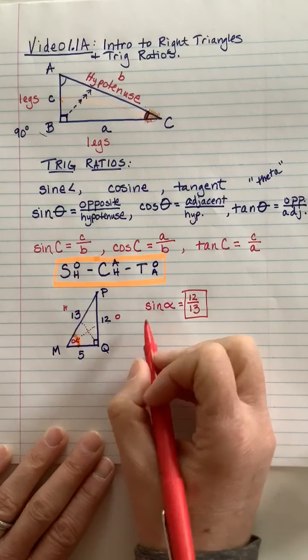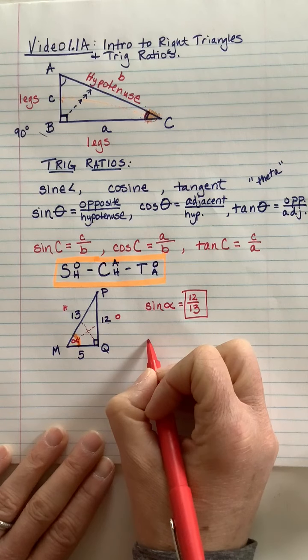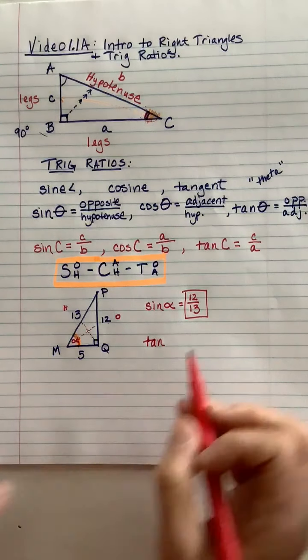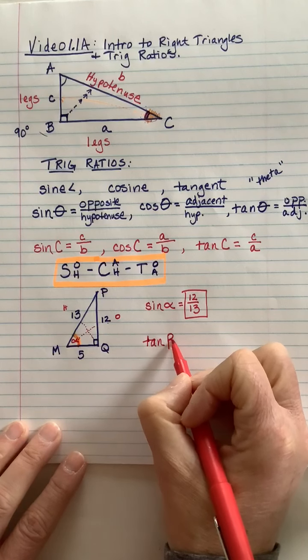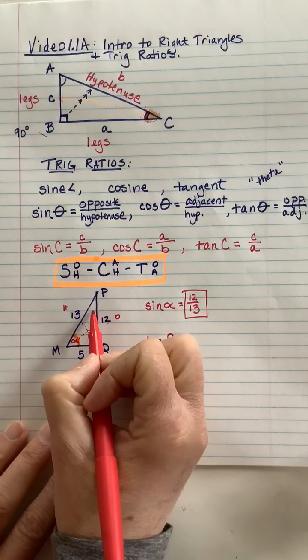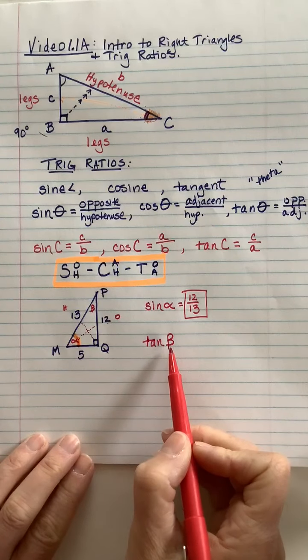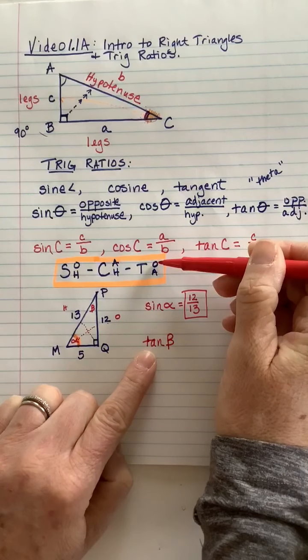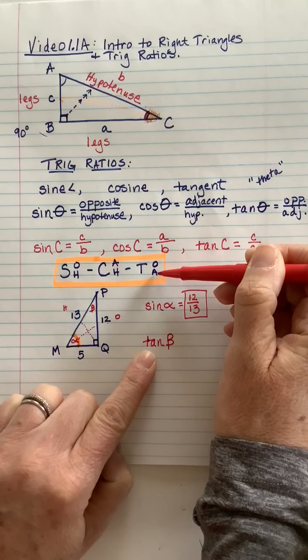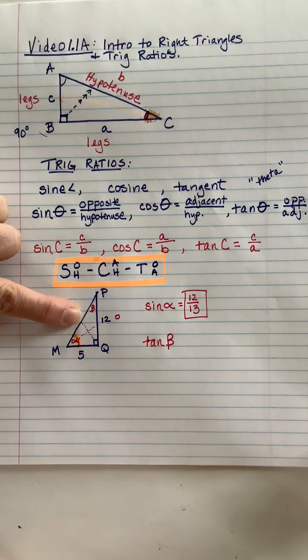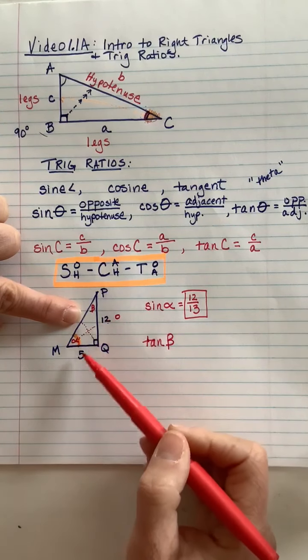All right, let's try another one. What if I want, let's do the tangent of angle beta. Whoa, angle beta. There is no beta. Okay, I'll throw it in right there. Tangent of angle beta. Okay, before I do anything, I need to remember what tangent is. Tangent, opposite over adjacent. So I'm not looking at any hypotenuse. I can just ignore that 13. Okay, well, you only have two options now. It's either going to be 5 over 12 or 12 over 5.